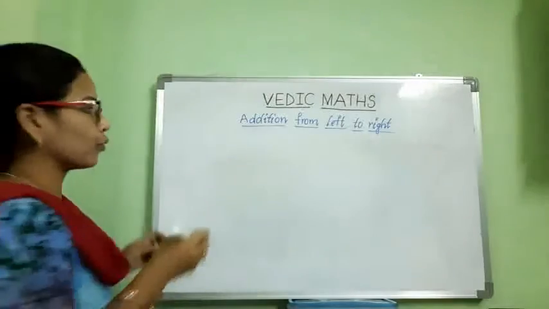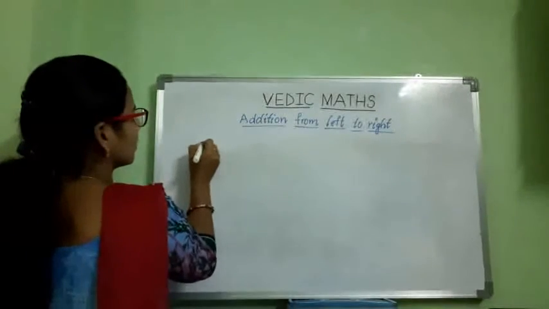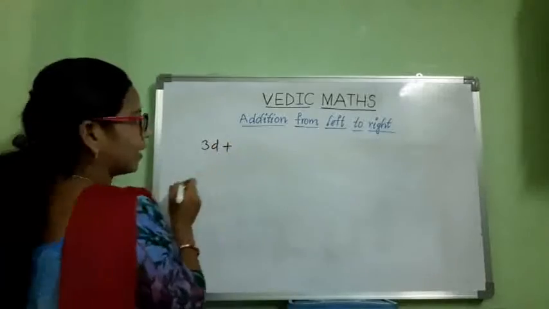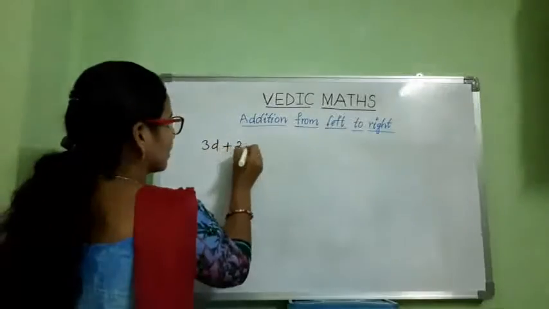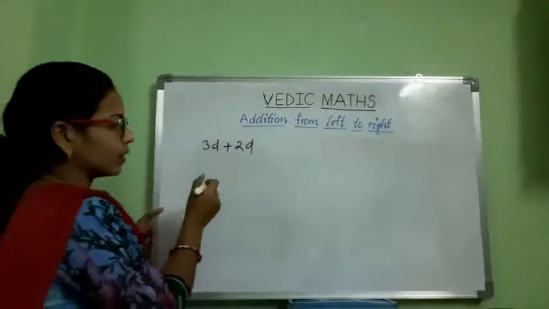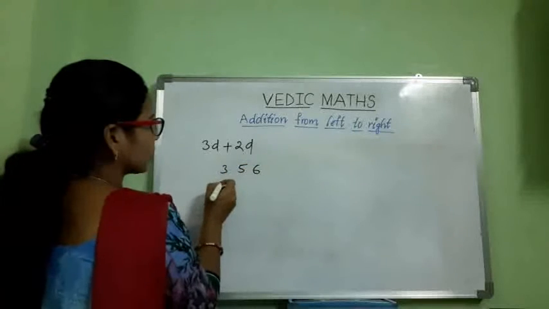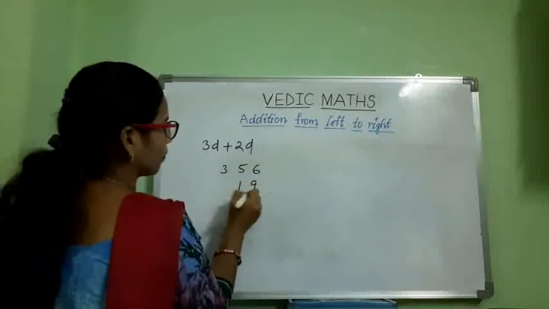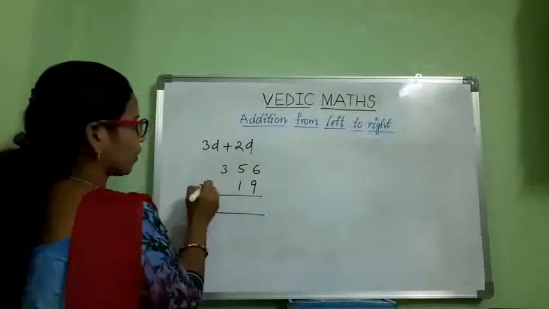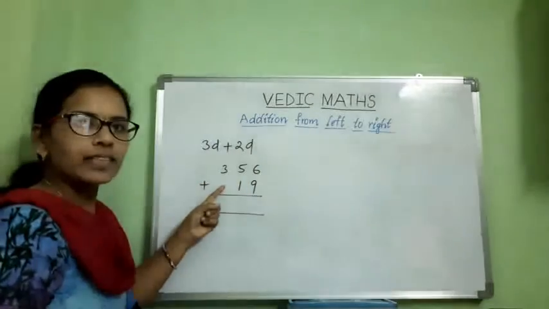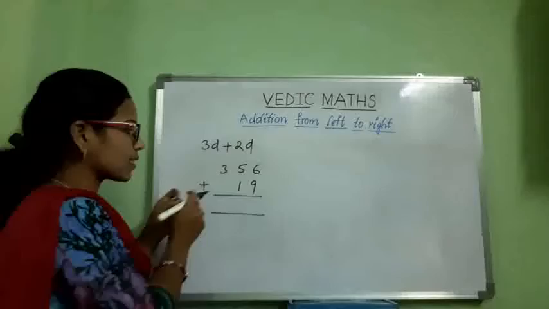I'll take a few examples here. First I take a 3-digit number, adding a 3-digit number with a 2-digit number. For that, I'm going to take a 3-digit number first, next a 2-digit number. Addition from left to right. Below the 3, no number is here. That means you can drop the 3 easily.